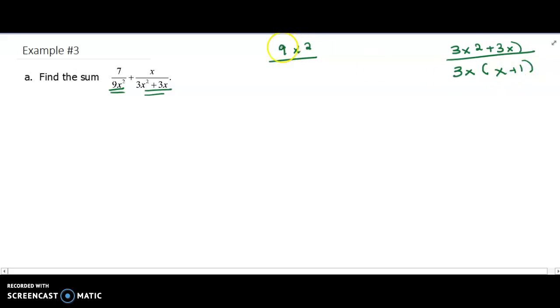Okay, so 9 and 3. I want my least common multiple. Well, 3 times 3 is 9, so my least common multiple is 9. Okay, I have an x squared and an x. I want to take the bigger of the two, so I want my x squared. This doesn't have anything else, but notice this still has an x plus 1. We have to account for that, so x plus 1. Okay, this is my least common multiple.